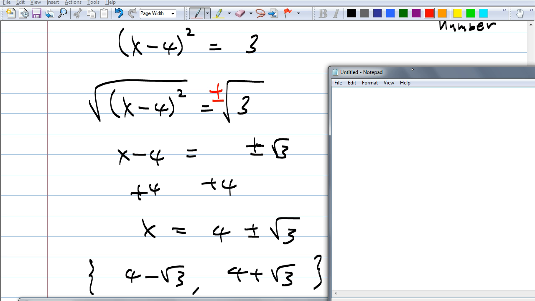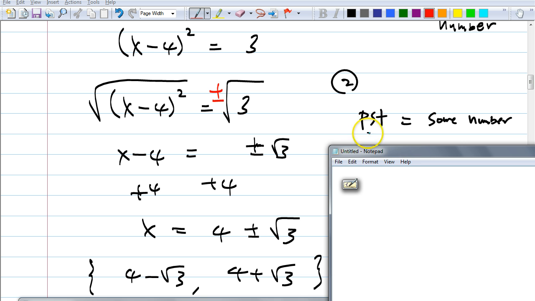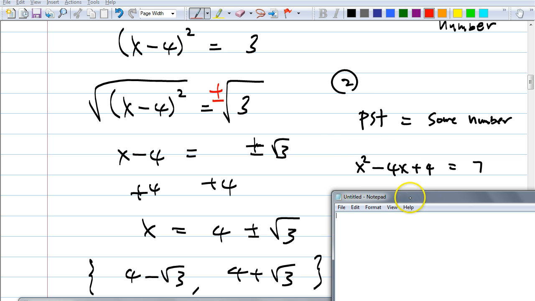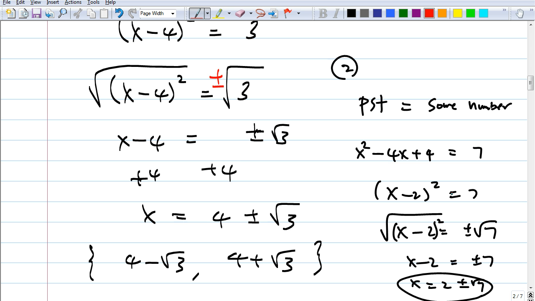Sometimes they could get kind of creative, and instead of giving you something like x plus 4 squared, what might they give you instead of something squared on the left side? They might give you a perfect square trinomial. So if you recognize something like this, x squared minus 4x plus 4 equals 7, you know that this is the perfect square of x minus 2 squared, and get the answer that way.